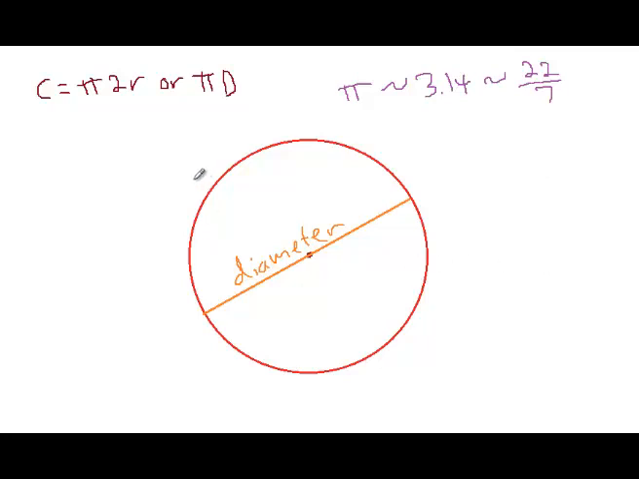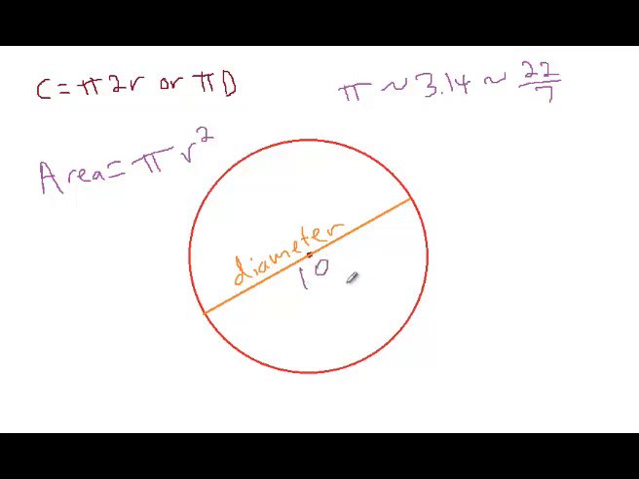So anyway, that's the circumference of a circle. Pi times the diameter, or 2 times pi times the radius. Same thing. The area of a circle, on the other hand, is pi, again, times the radius squared, times the radius to the second power.